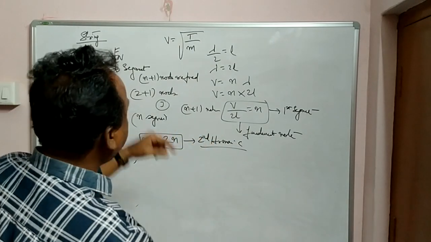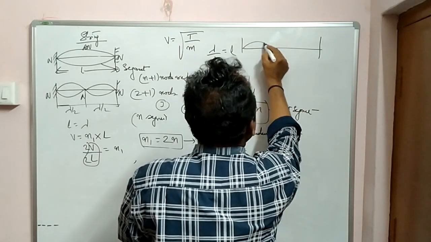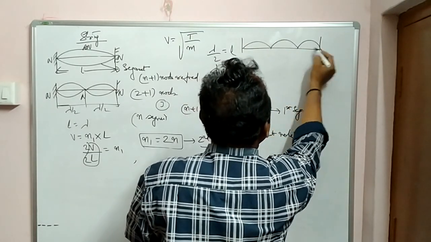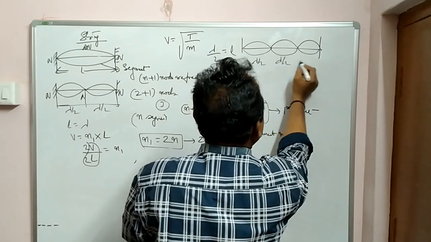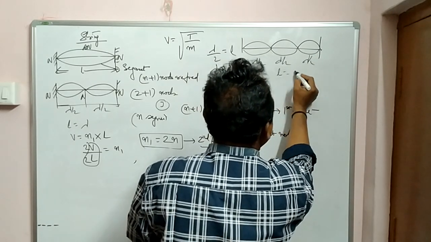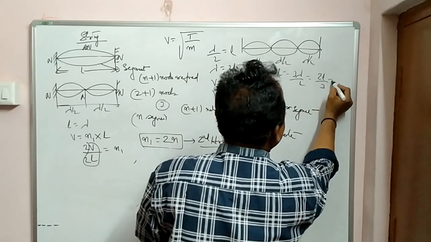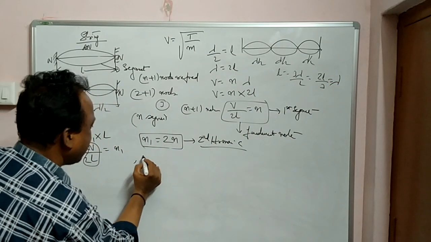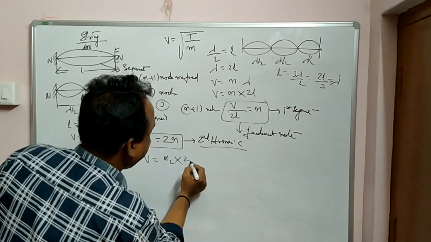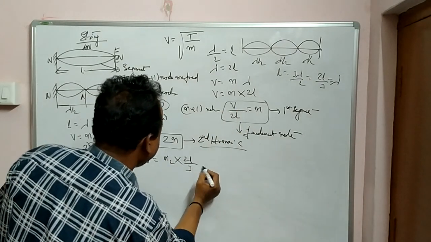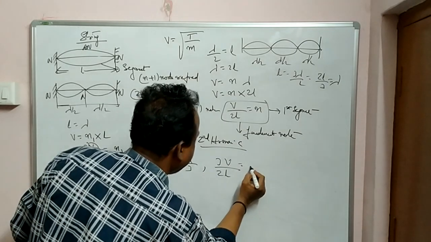Similarly, if you go for the third one, 3 segments: 1, 2, 3, lambda by 2, lambda by 2, lambda by 2. How much is the length? 3 lambda by 2. So lambda is 2L by 3. From this, velocity V is equal to n into lambda, n into 2L by 3. So I can write this as 3V by 2L is equal to n.